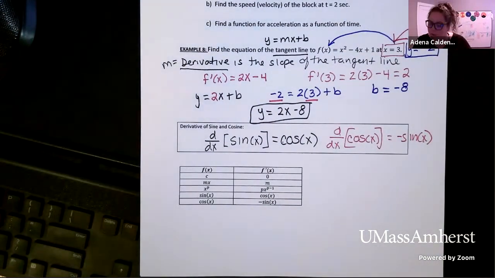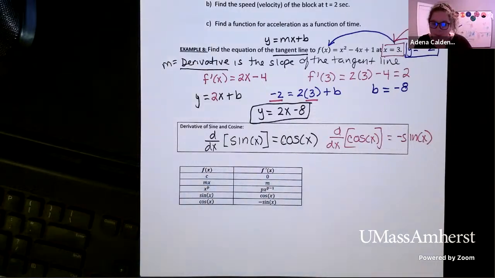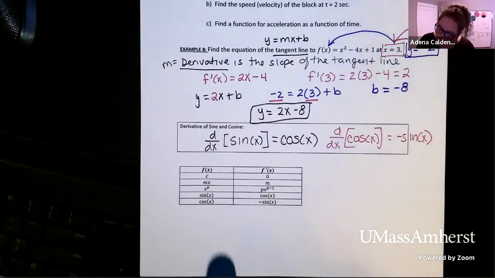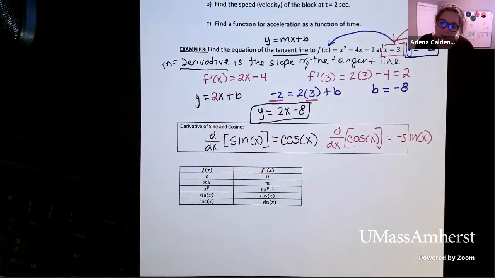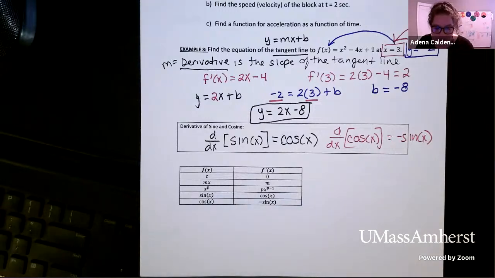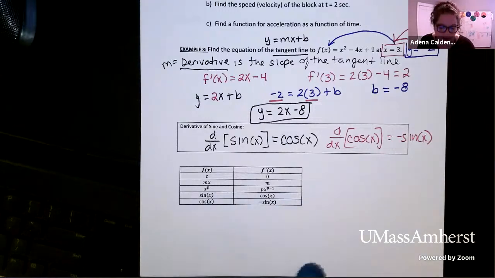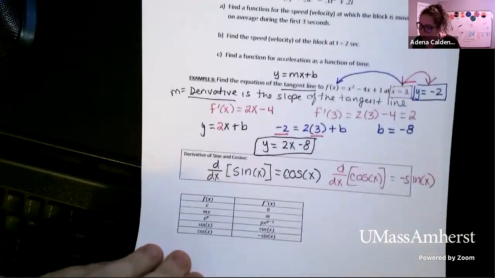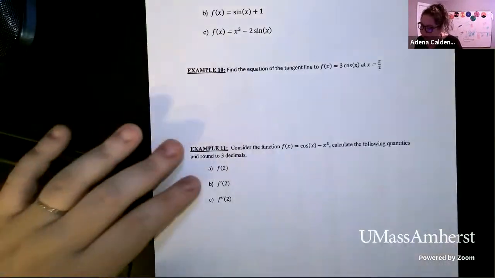So now we have that the derivative of a constant is 0. The derivative of a linear term is just the slope. We have our power rule. Power comes down, subtract 1 from the power. Derivative of sine is cosine. Derivative of cosine is negative sine. Okay, so let's do a practice problem that involves sine and cosine.